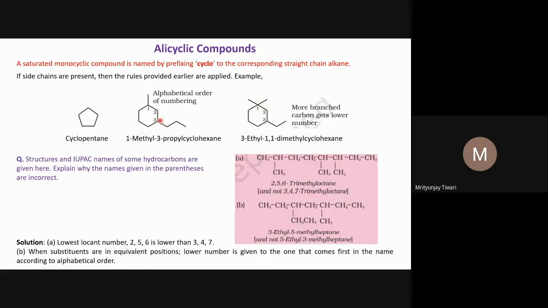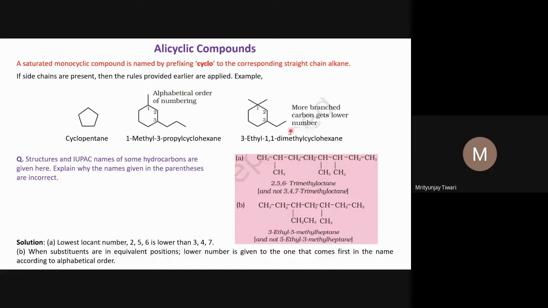One may also start numbering in this compound from here, 1, 2, 3. But you will not go from this direction, because if you go in this direction, these branches will get higher positions. If you go 1, 2, 3, 4, 5, the branching will be at the first and fifth carbon atoms, so that rule is not followed. We'll do the numbering this way, and not this way, because if different branches are there, we see alphabetical order. Here, the more branched carbon gets the lower number. This is the more branched carbon with two methyl groups, so it will get the lower number.